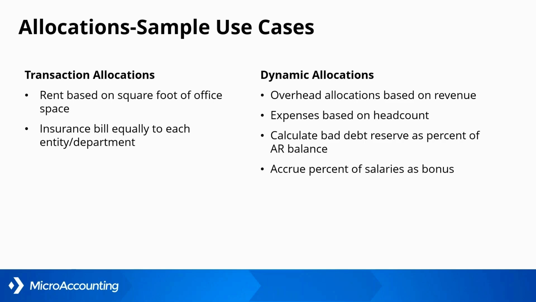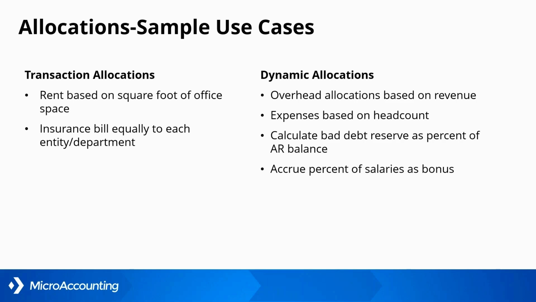The dynamic allocations, just as the title says, are a little bit more dynamic, a little bit more fluid. Those are things that are going to be based on other balances. So maybe an overhead allocation based on revenue, or expenses to departments based on headcount. So maybe you've got your different headcounts and you want to take your overall corporate office expenses and office supplies, things like that, and allocate those based on headcount in each department.